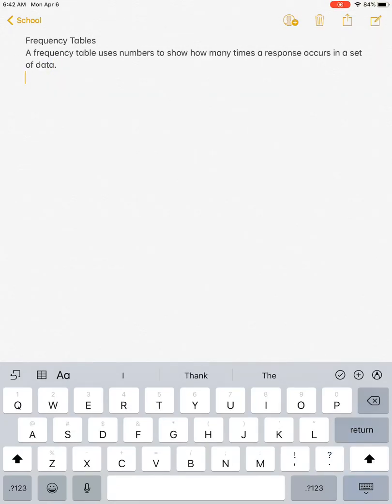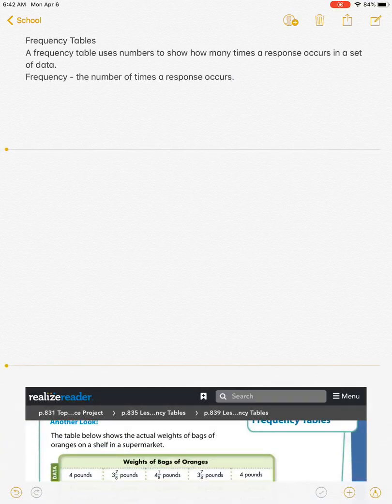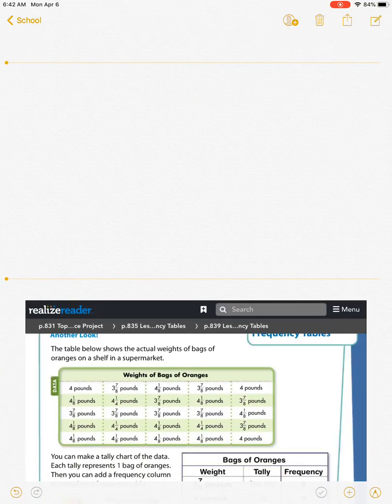Now, what about that word frequency? What does frequency mean? Frequency is the number of times a response occurs. So the number of times something happens. So let's do a quick example of a frequency table.